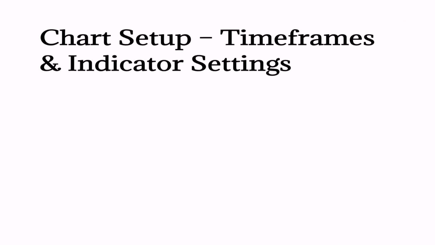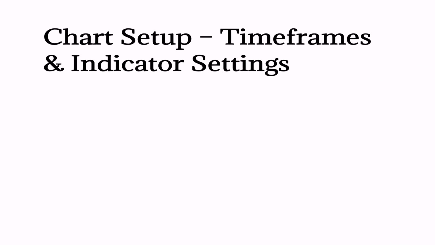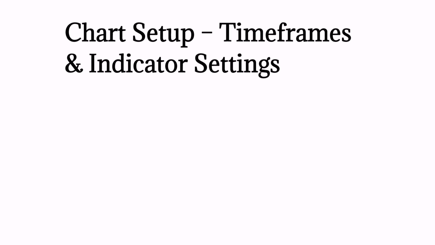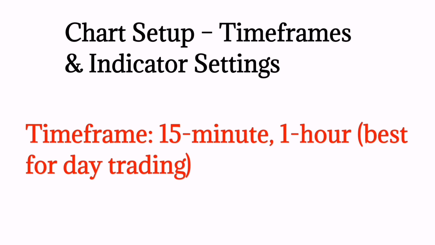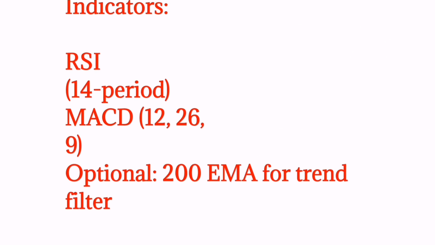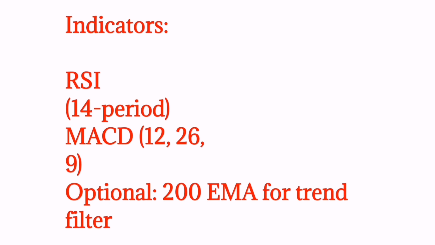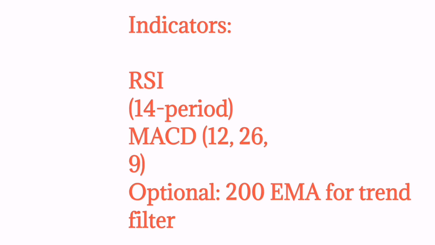Chart setup, time frames, and indicator settings. Recommended chart setup: platform TradingView, MT4, or MT5; time frame 15-minute or 1 hour, best for day trading. Indicators: RSI 14 period, MACD 12, 26, 9. Optional: 200 EMA for trend filter. Use candles or Heiken Ashi for better visual trend.